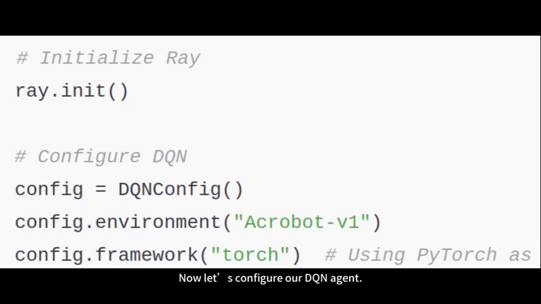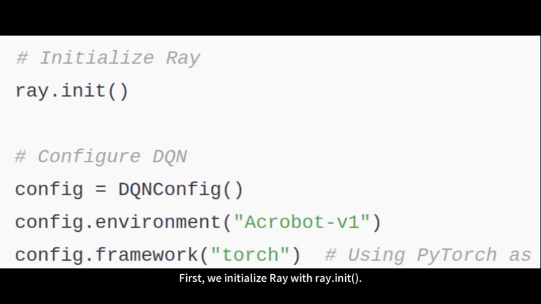Now let's configure our DQN agent. Ray makes it super easy to configure our RL algorithm. Here, we define a few key settings for the DQN algorithm, such as the environment, training parameters, and resources. Let's take a closer look at what's happening in this part of the code.